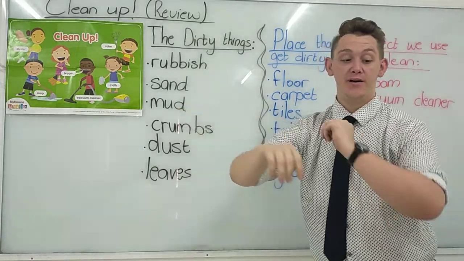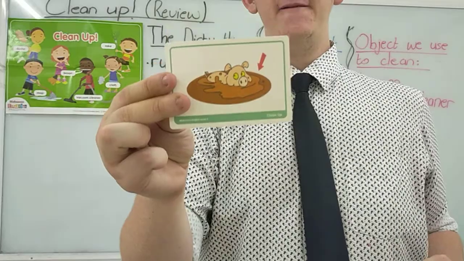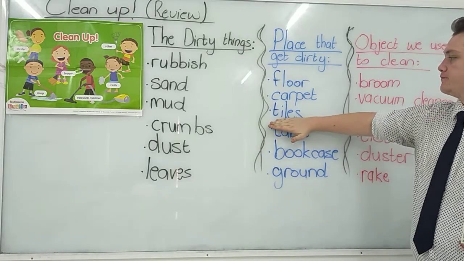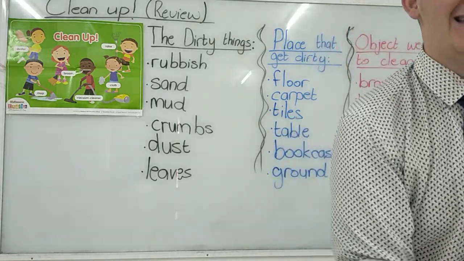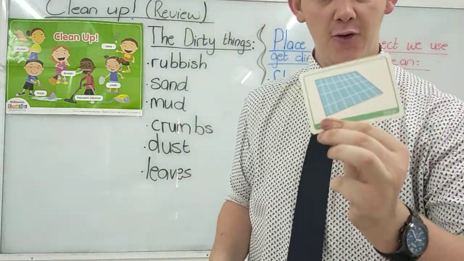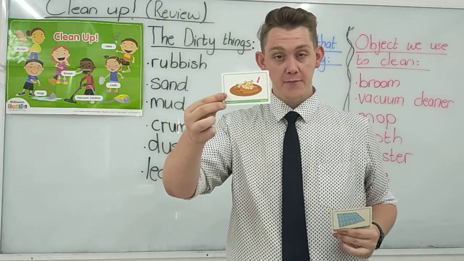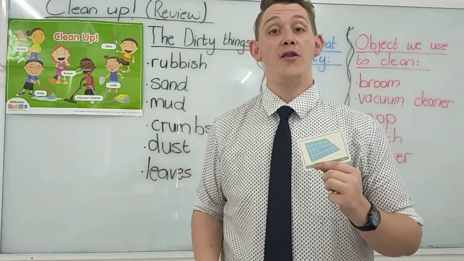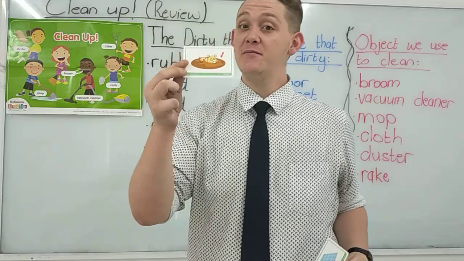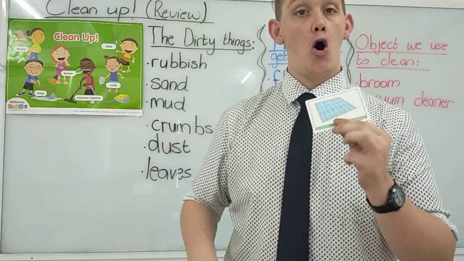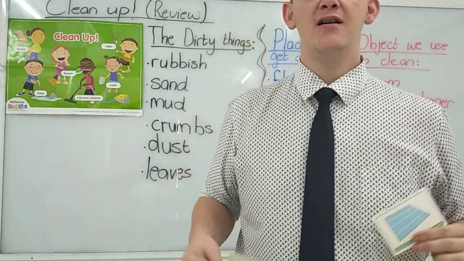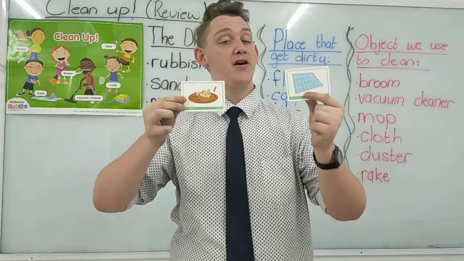Okay, then our third one we have, this one we studied a lot before. We have mud. The pig liked to play in mud. And what place did the mud get dirty? The tiles. Tiles, right? So, there is mud on the tiles. Again, there is mud on the tiles. One full sentence. There is mud on the tiles.